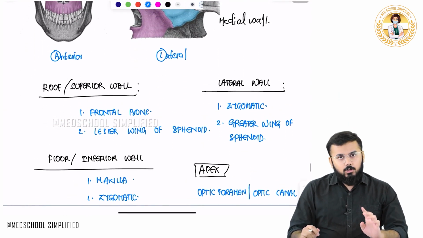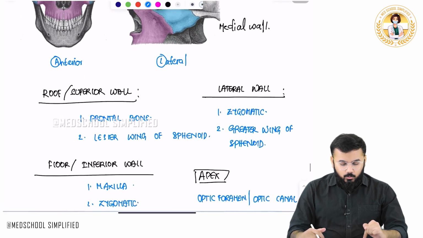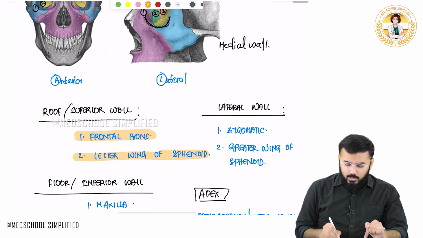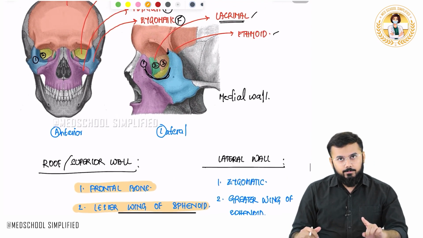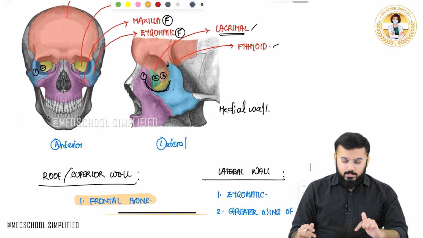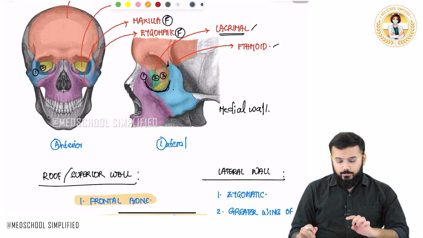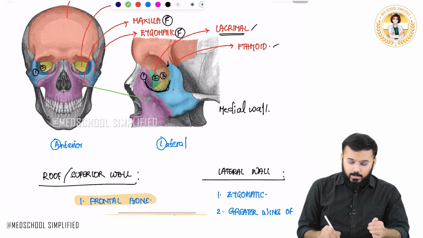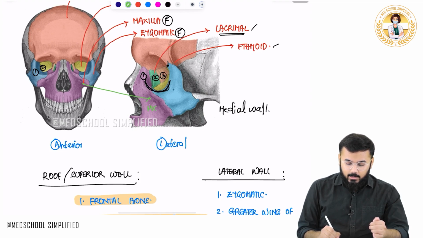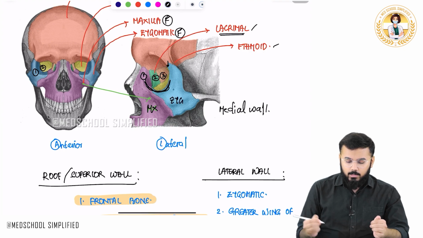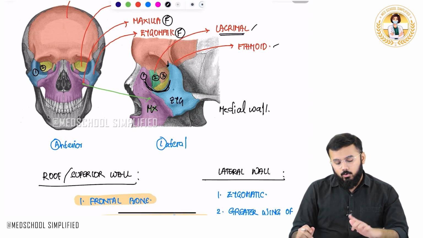We discussed roof or superior wall. Just look at the picture here. Roof or superior wall is consisting of, one is called as your frontal bone, another one is called as your lesser wing of sphenoid. In the picture itself it is very clear. Next, the floor is consisting of maxilla and zygomatic. See here, the floor is consisting of this blue one called as the zygomatic bone, and this purple one over here which you can see. You see this particular one, right? This is called as your maxilla. Okay, this particular one is called as your maxilla, and this one is called as your zygomatic bone. So these are the two bones that are situated over here.